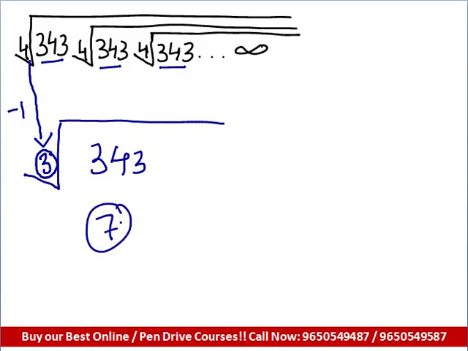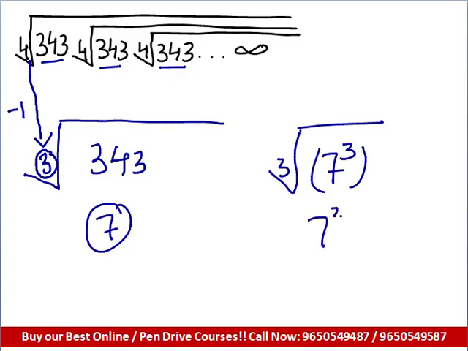Students, cube root of 343 is nothing but 7, because we know 343 is nothing but 7 cube. Please understand that. So 7 cube is inside and it is raised to power 1 by 3. So 7 cube into 1 by 3. Cube root means 1 by 3. So 3 and 3 get cancelled. The answer turns out to be 7.